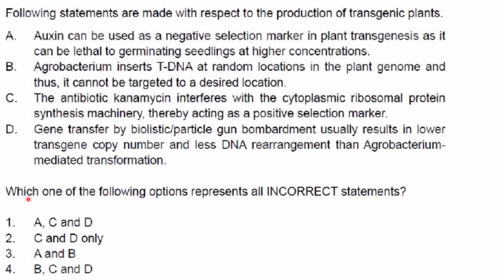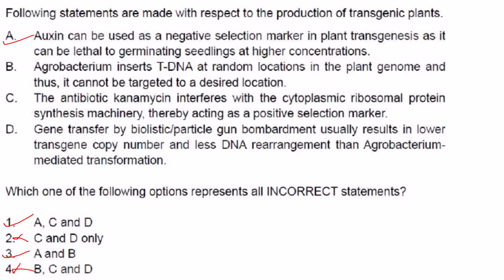Okay, so A is correct. So that means 1 we have to see and 3 also we have to see. So C and 3, and option 4 is gone.